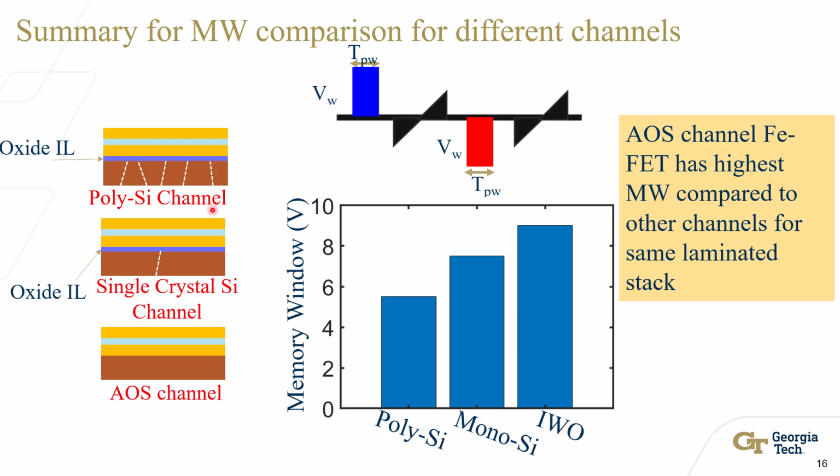The very first one is the polysilicon channel, which has the lowest memory window, which we showed before. The IWO channel, or the amorphous oxide semiconductor channel, has the largest memory window. And the monosilicon or single crystal silicon has a memory window which is somewhere in between the two.